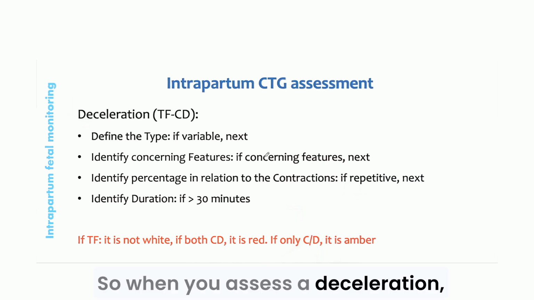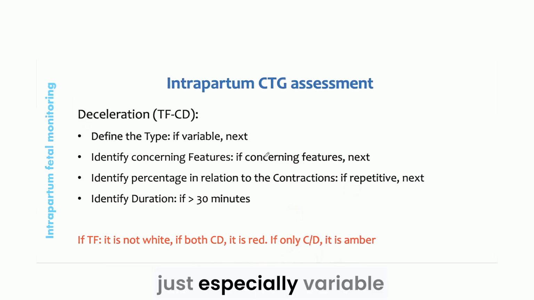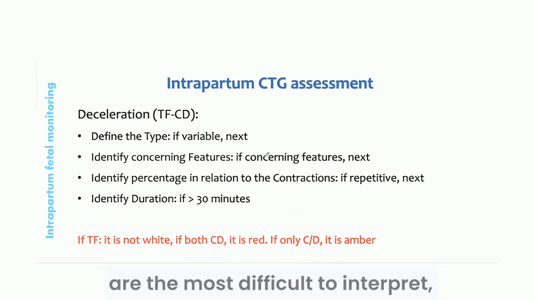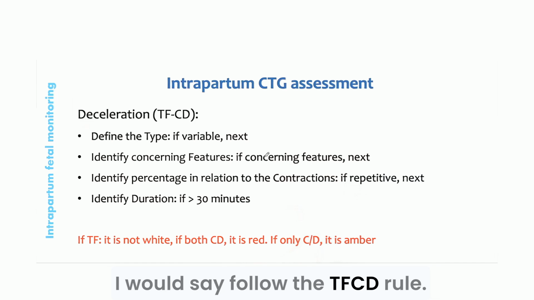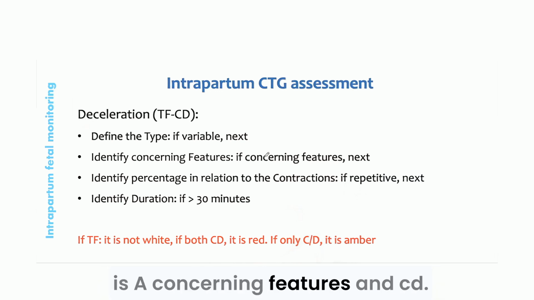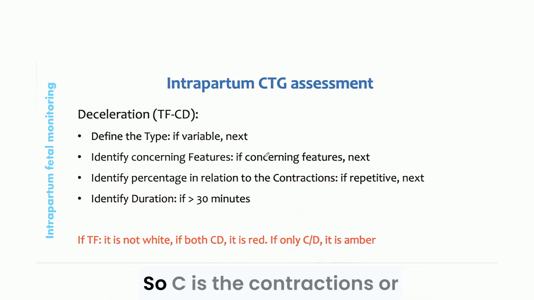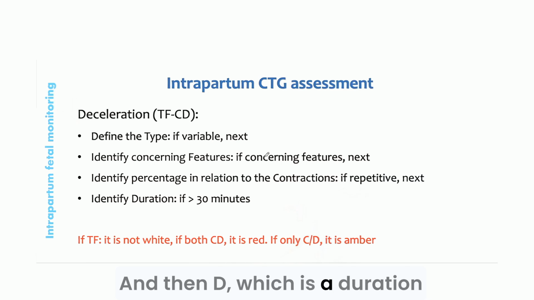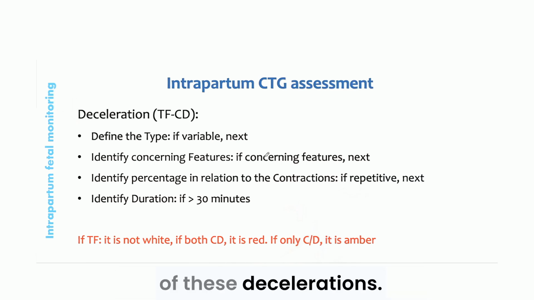When you assess a deceleration, especially variable decelerations, because they are maybe the most difficult to interpret, I would say follow the TFCD rule. T is the type of deceleration, and F is the concerning features. C is the contractions, or whether the decelerations are repetitive. If you check the contractions, you will know if these decelerations are repetitive or not. And D is the duration of these decelerations.